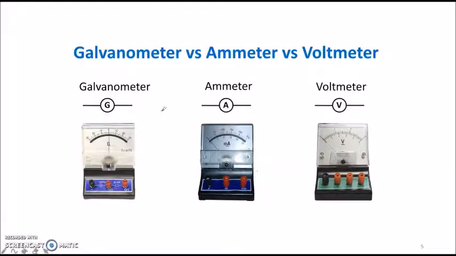Here are a galvanometer, ammeter and voltmeter in real life. They look the same, but actually they are different. They measure different things. A galvanometer is very sensitive to a small change of current. An ammeter is used to measure current, but it is not as sensitive as a galvanometer, and it just shows the value only. A voltmeter we use to measure voltage or potential difference.